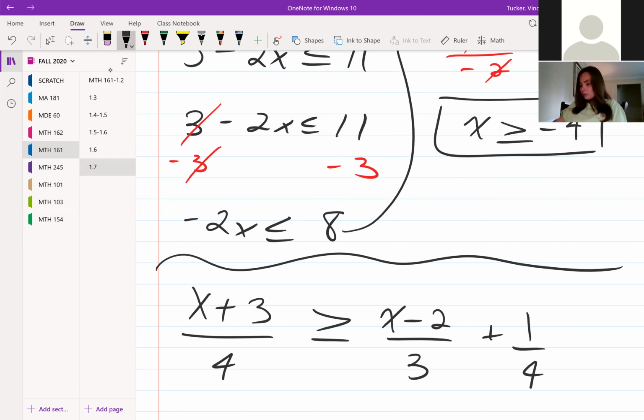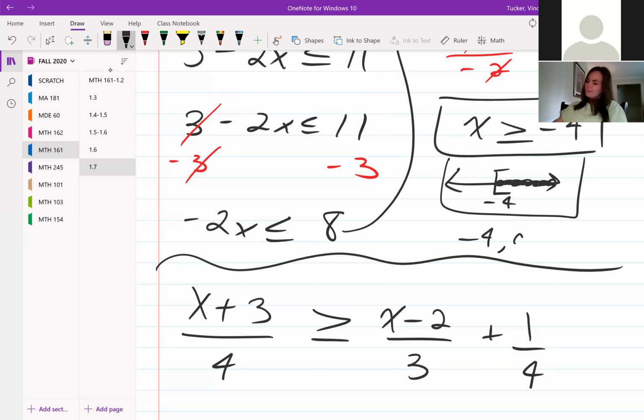Oh, I forgot to do your graphing stuff. So if I had to graph, that'd be negative 4. If we're talking greater than or equal to, we're going to shade to the right, but use a bracket over the negative 4. And then that'll be negative 4 to infinity, bracket, parentheses.